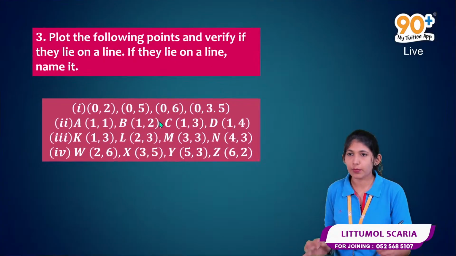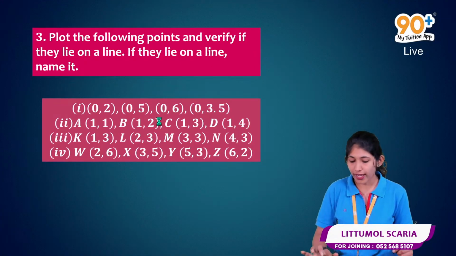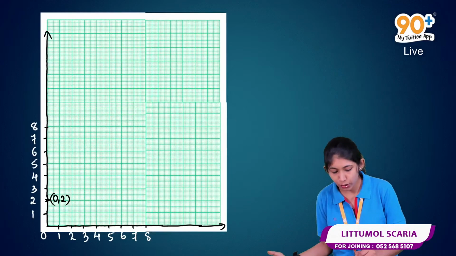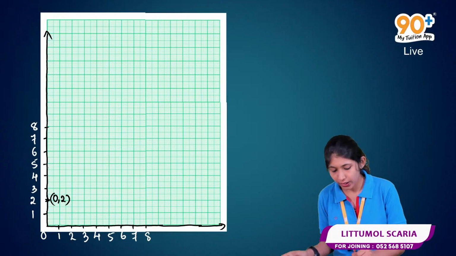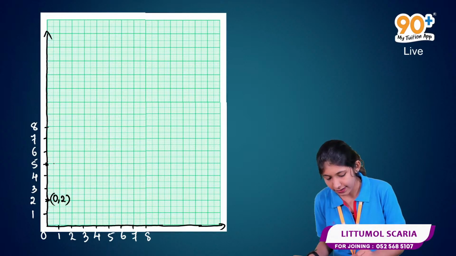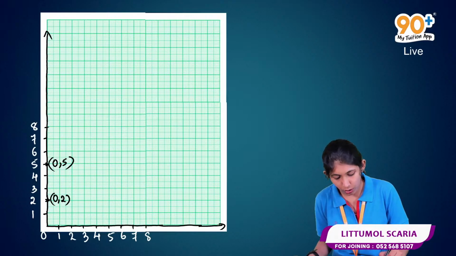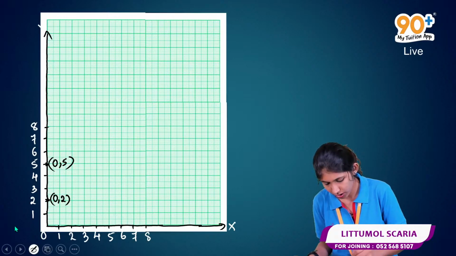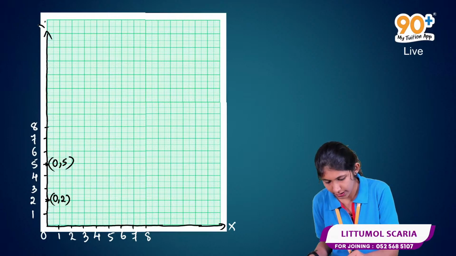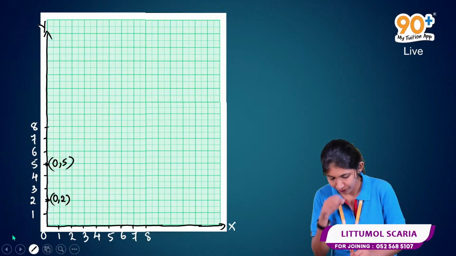What about the second point? 0, 5, right? So again the same procedure. You know how to plot it, right? 0 units from the origin, then 5 units on the vertical axis or y-axis, and here will be your second point 0, 5. Also just mark it as x-axis and y-axis as well. Okay. Third point.